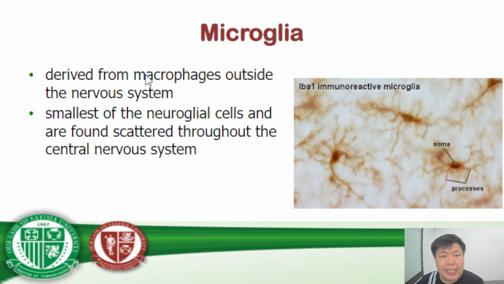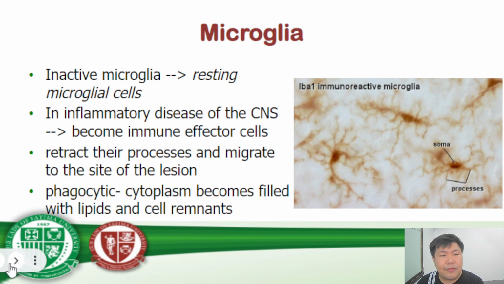At nung nakarating sila sa nervous system, pinayagan sila ng blood-brain barrier para maging mga guards or maging mga police. For what purpose? They function for immunity. Meaning, tumutulong sila to kill infections. Okay? So they are the smallest of the neuroglial cells and they are scattered throughout the central nervous system. So kapag walang infection, they are called inactive microglia or resting microglial cells.